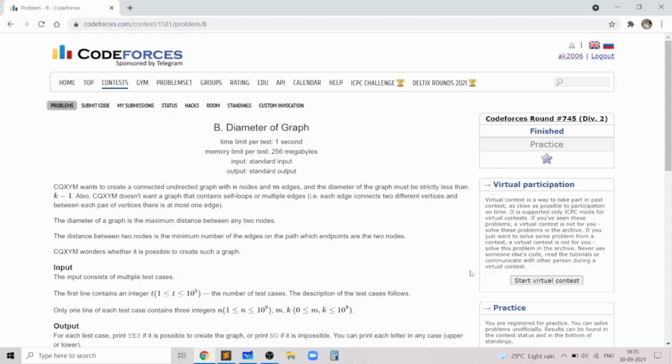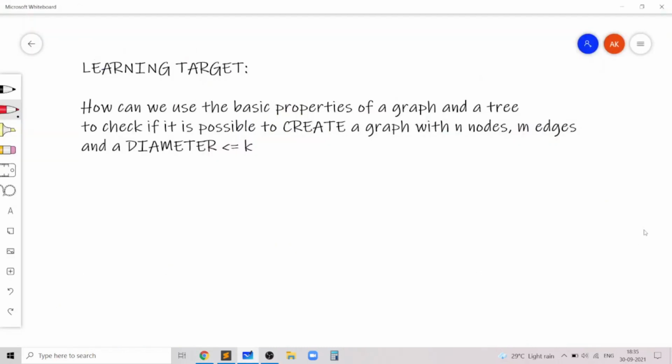Hello everyone, in this video I will go over my solution to the problem named diameter of a graph taken from today's Codeforces round. This problem is an excellent problem which uses the basic properties of a graph and a tree to help us determine whether or not it is possible to create a graph with n nodes, m edges and diameter less than or equal to k.